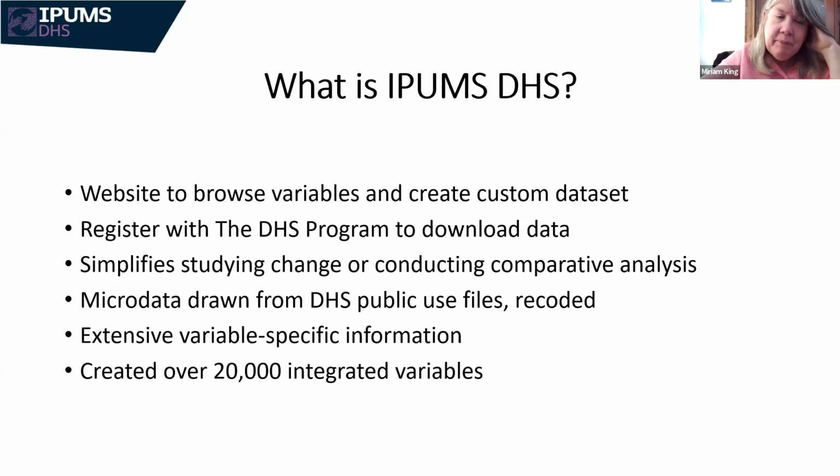So we start with the DHS public use files, but recode the data to make it, again, the same variable name and the same variable codes across time and space without losing information, using the composite coding method that Devin demonstrated. On the website, there's extensive information on each variable, and again, a really large amount of available material.